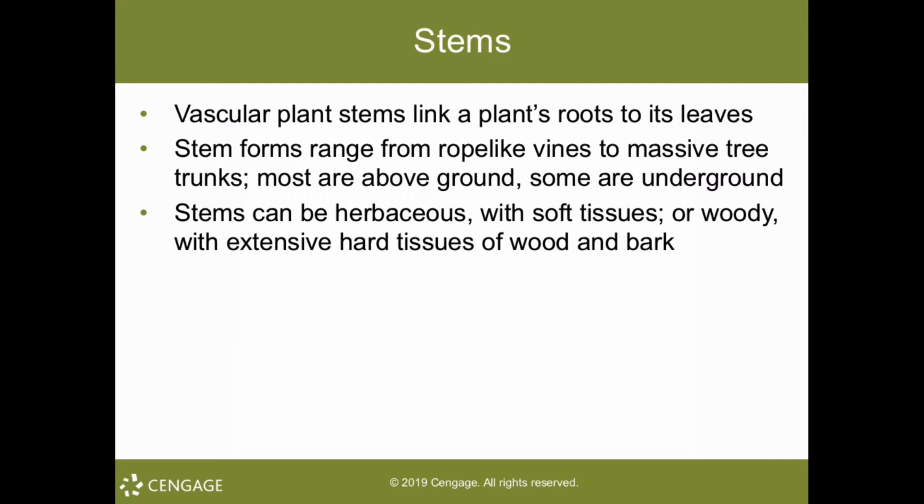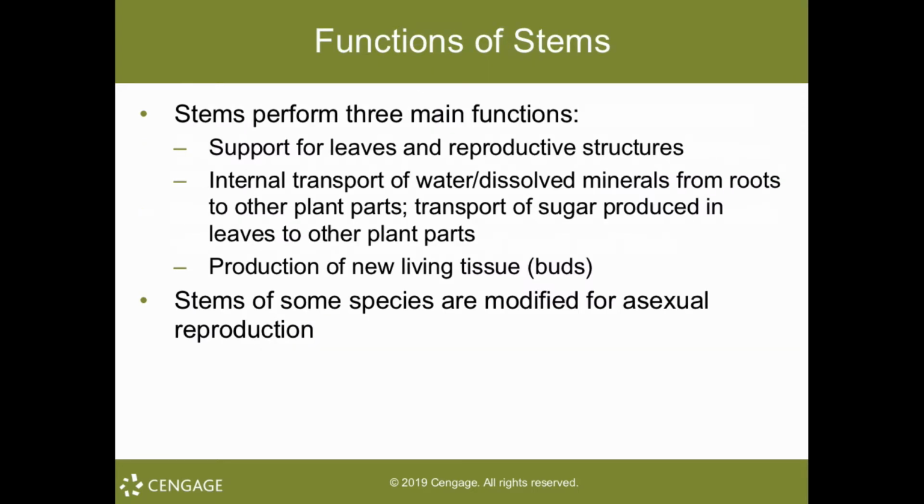Those functions are as follows. Stems of most species support leaves and reproductive structures. The upright position of most stems and the arrangement of the leaves on them allow each leaf to absorb light for use in photosynthesis. Reproductive structures, such as flowers and fruits, are located on stems in areas accessible to insects, birds, and air currents, which transfer pollen from flower to flower and help disperse seeds and fruits.